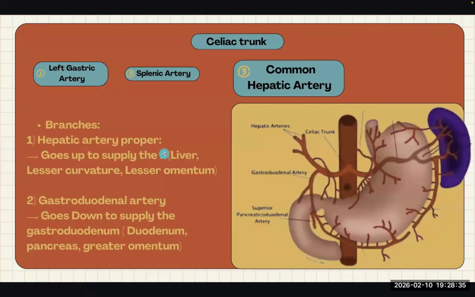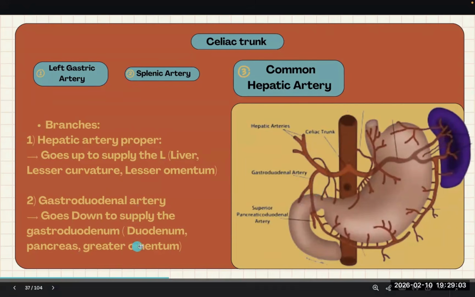So the first branch, taking the L, supplies the liver, the lesser curvature, and the lesser omentum. It's called the hepatic artery proper, the artery that goes up. The artery that goes down supplies what's down there: the duodenum and the stomach as well. So we call it the gastroduodenal artery. It goes down to supply the duodenum, the pancreas, and the greater omentum.